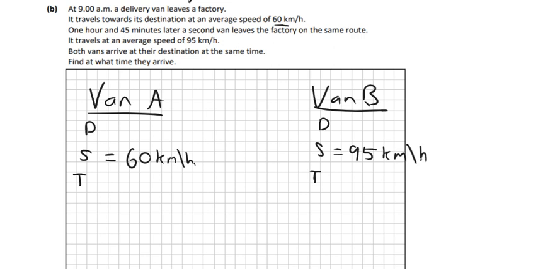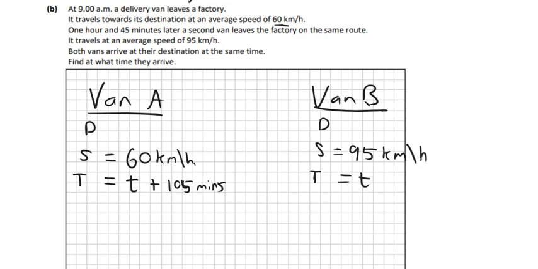We don't really know the time, that's what we're trying to find out, but we'll let the time be T for van 1. Actually, I'm going to let T be the time for van 2, and for van 1 then the time would have to be T plus an extra 1 hour and 45 minutes, so we'll say 105 minutes. So T plus 105 is the time.